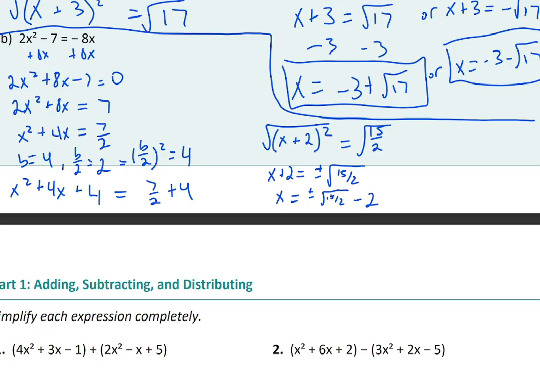Which, of course, I don't want to write in one line. You'll more often see it written x equals square root 15 over 2 minus 2, or x equals square root 15 over 2 minus 2, where that one has a negative out front, the plus or the minus of the square root. And so that's it for that problem.